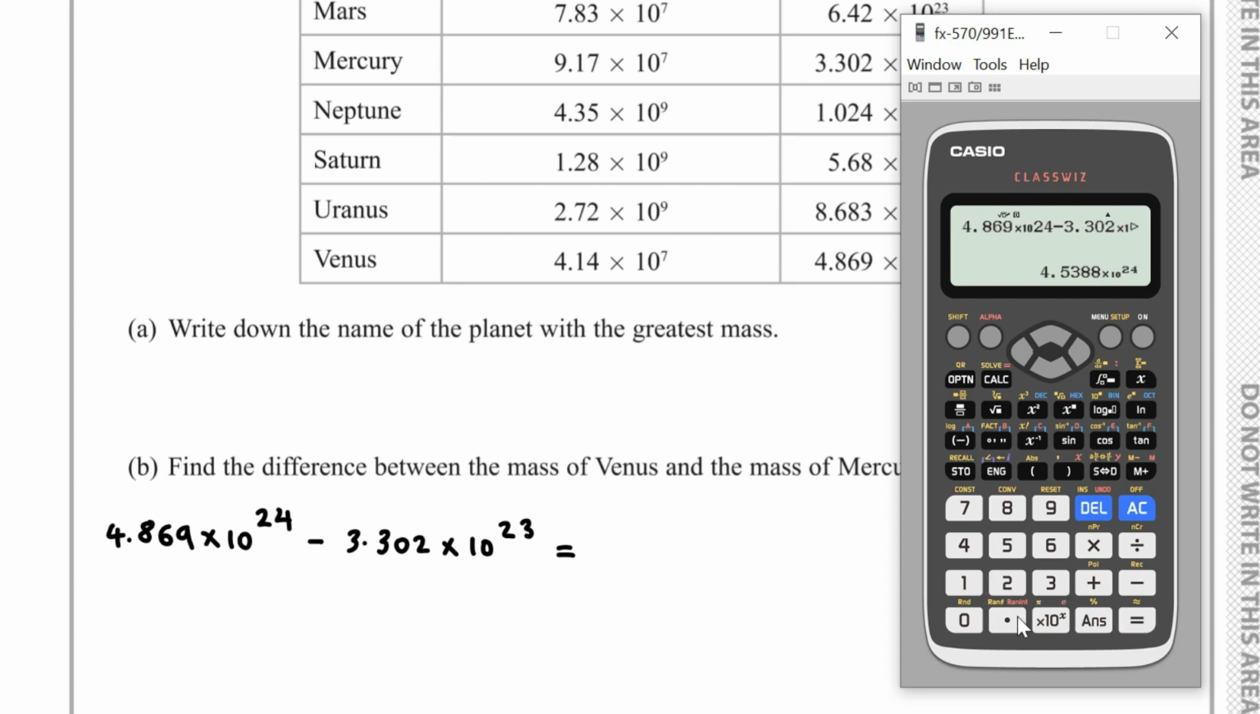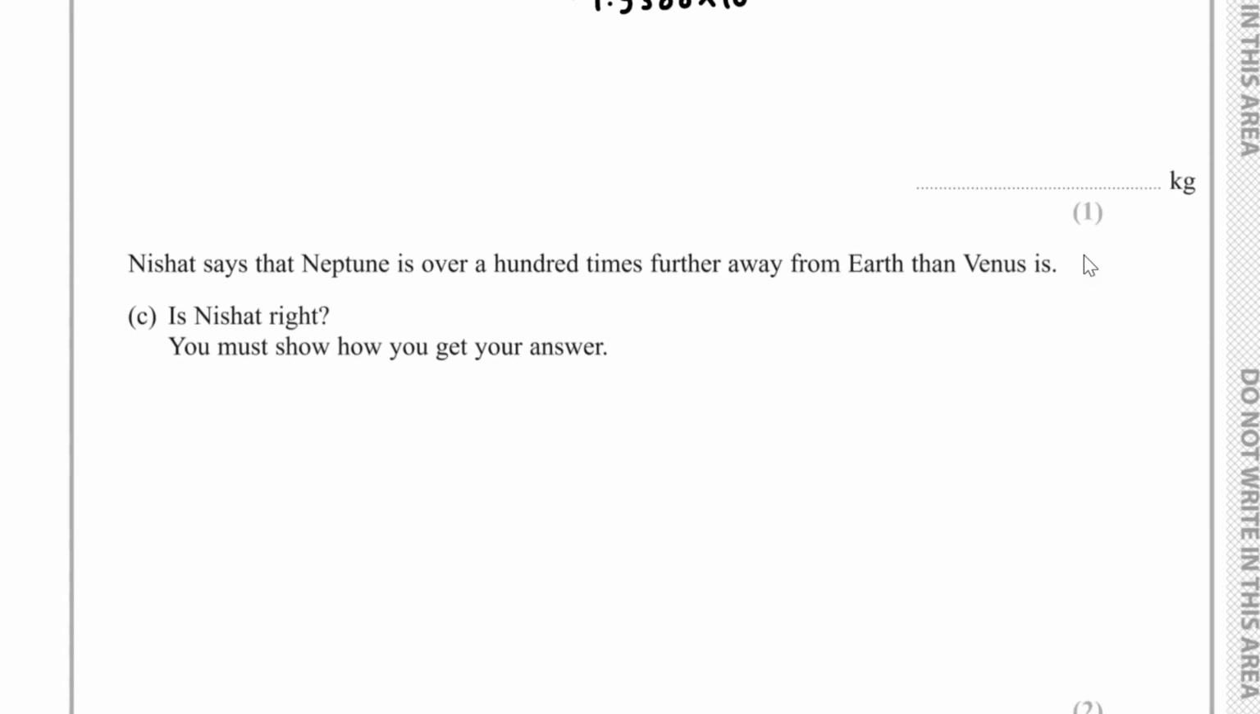You can see here in standard form, we get 4.5388 times 10 to the 24. So therefore, the difference in masses will be 4.5388 times 10 to the 24 kilograms. And for part C, Nishat says that Neptune is over 100 times further away from Earth than Venus is. Is Nishat right? You must show how you get your answer.